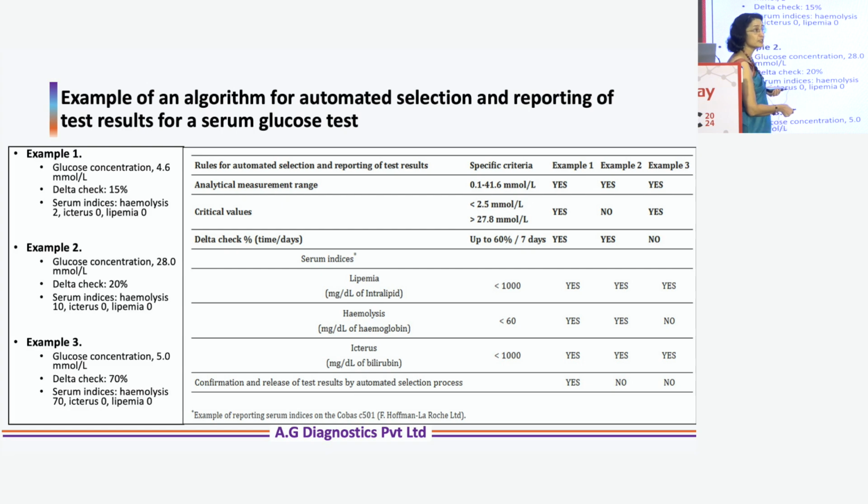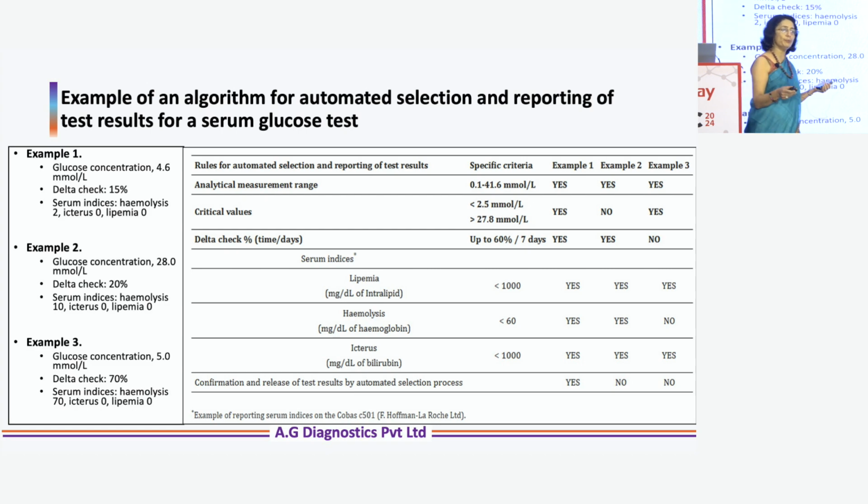Again, the time interval is also important. You have one glucose value 2 years ago, one glucose value today, or one glucose value 2 weeks ago and one glucose value today. It's a different thing, isn't it? 2 years ago, the person may not even have had diabetes. Now the person has diabetes and is on treatment. So the clinical settings will change. And then whether or not the auto verification has passed the value. So in example 1, yes, it has passed the value. In 2 and 3, it has not passed the value.